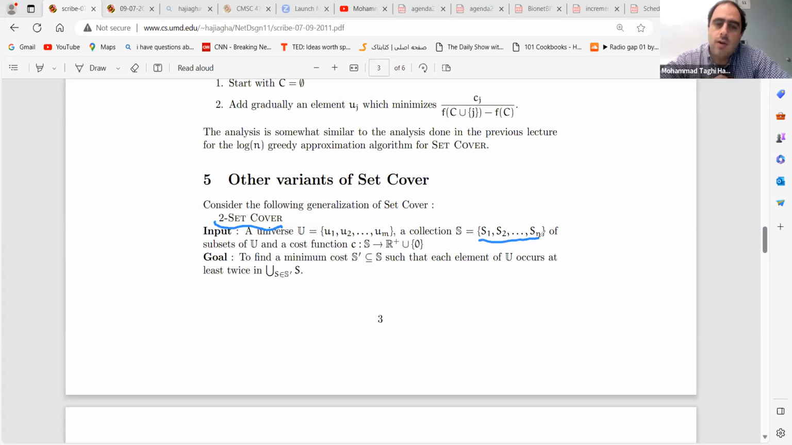Good. So what is the goal? You want to find a minimum cost S prime such that each element of U occurs at least twice in their union. In the set cover, you want to cover all the elements, making sure that every element is contained in one set. Here, I want each element to be covered by two sets.